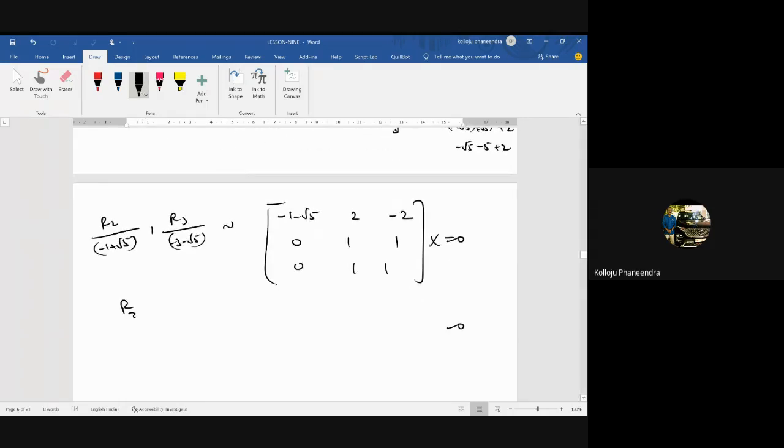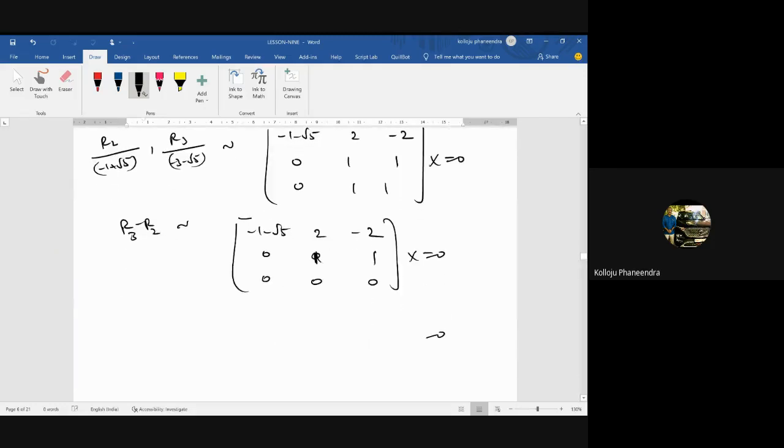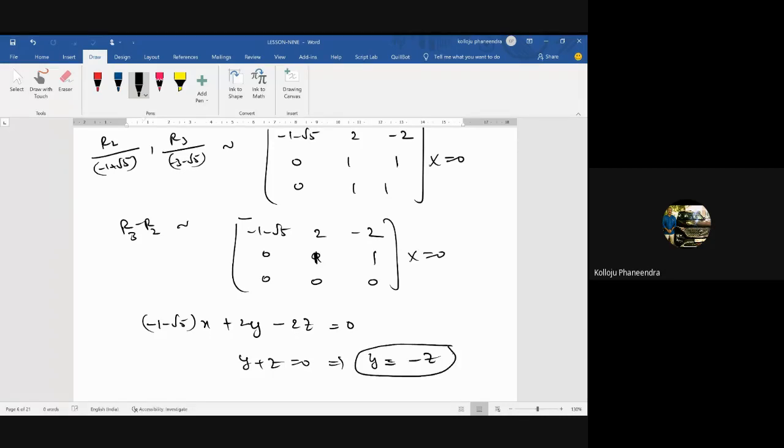So next operation is R3 minus R2. Minus 1 minus root 5, 2, minus 2; 0, 1, 1; 0, 0, 0 into x equal to 0. So directly, minus 1 minus root 5 into x plus 2y minus 2z equal to 0. And next one is y plus z equals 0. From this, I will get y equal to minus z first.